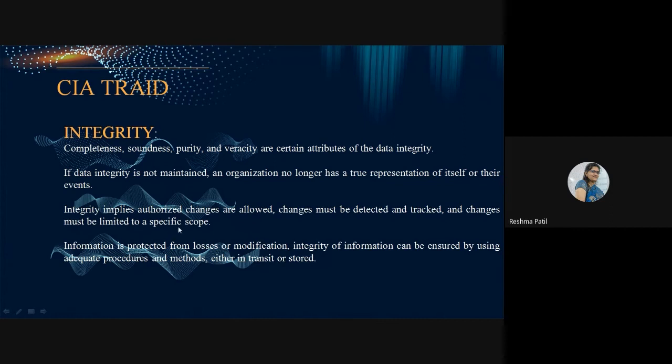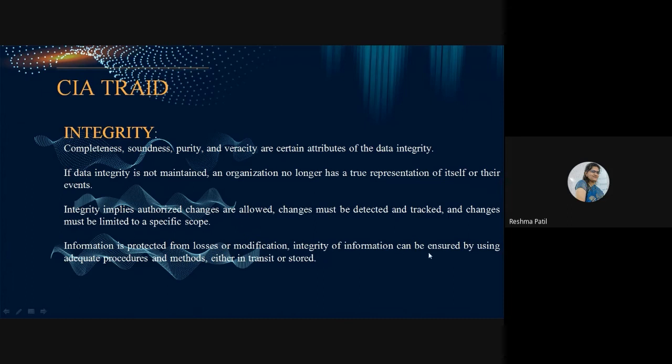Integrity implies authorized changes are allowed, changes must be detected and tracked, and changes must be limited to specific scope. But the owner of that data should know about those changes. Authorized changes are allowed. Owner of that data should know those changes. Unauthorized changes are not allowed. Information is protected from losses or modification.